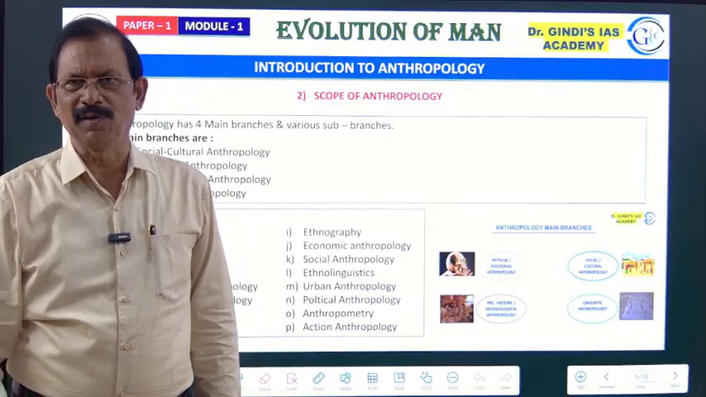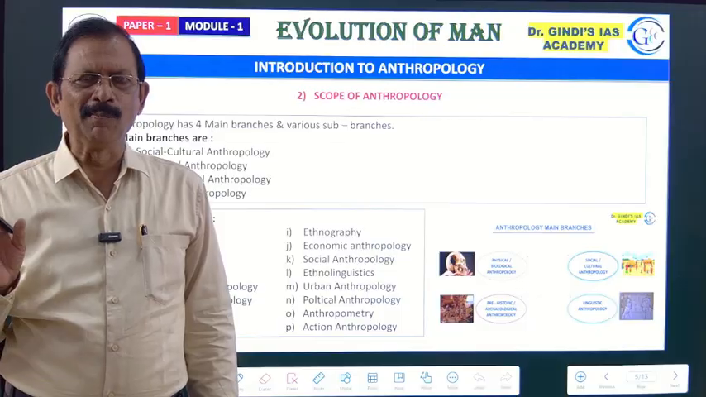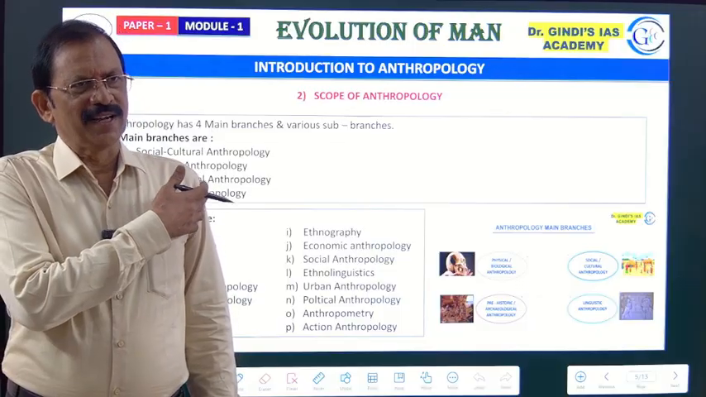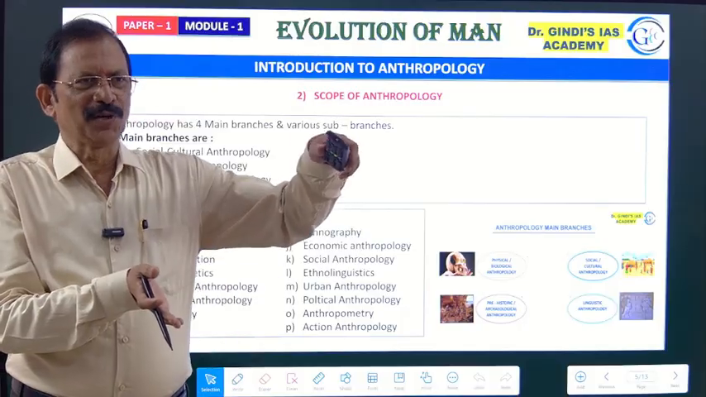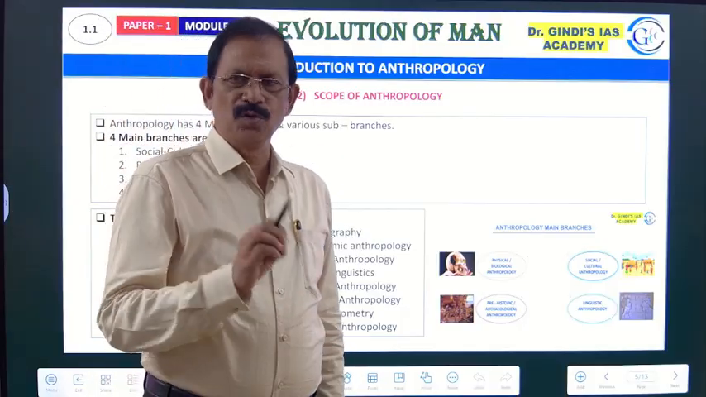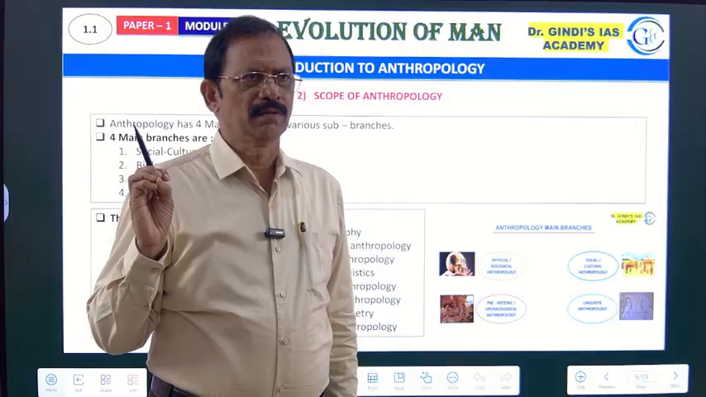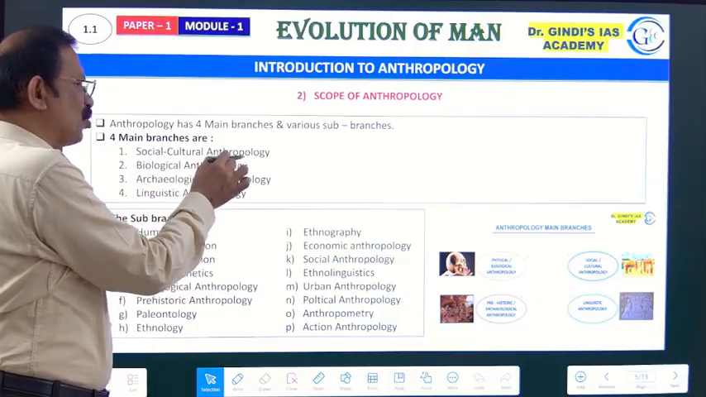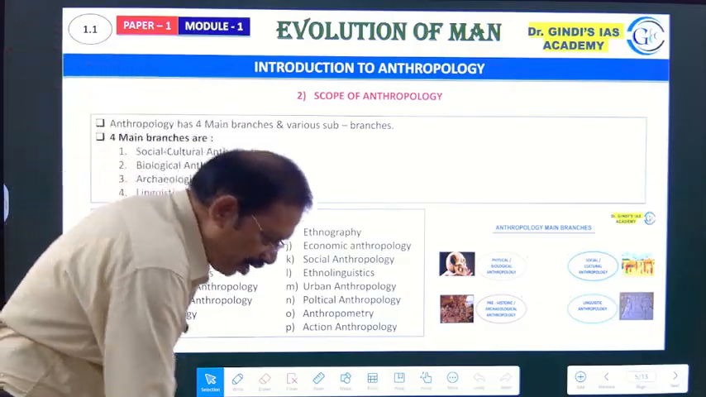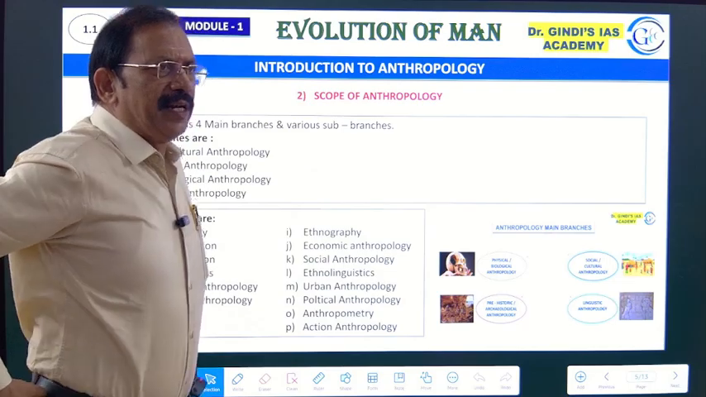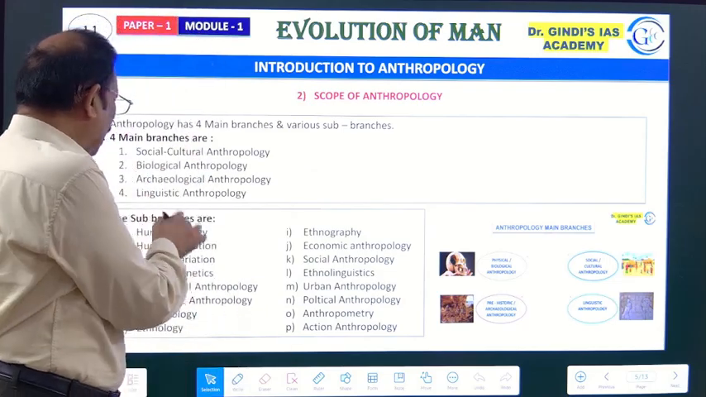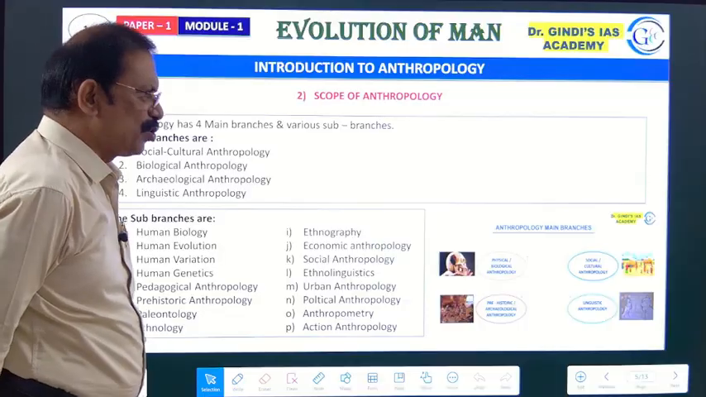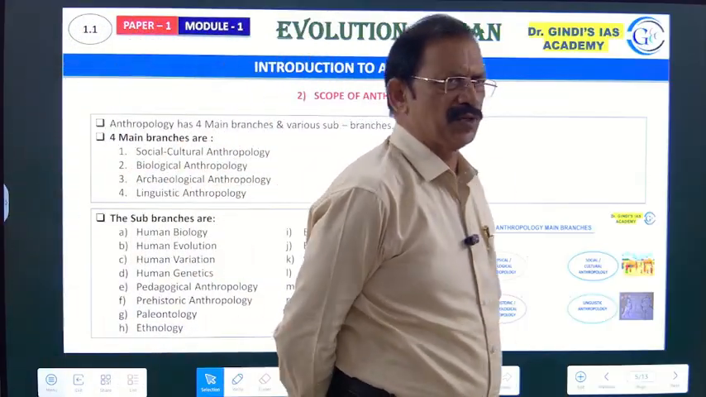I have already given 1.3. Under 1.3, we study in detail. Of course, I give the notes also about this one. So you may get one question frequently. They define socio-cultural anthropology. Sometimes they ask socio-cultural anthropology, like that they give. Then what are the various sub-branches? So we should be aware of the sub-branches also.